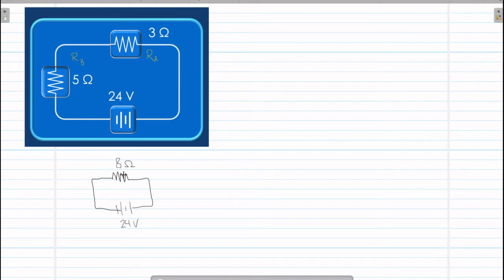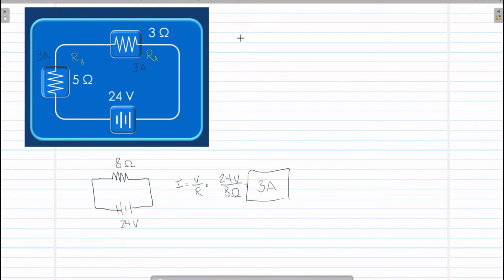So now I'll work out the current in my equivalent circuit, and that will then give me the current across both of the resistors. I is equal to V divided by R. That's Ohm's law. The voltage is 24 volts, and the equivalent resistance is 8 ohms. 24 divided by 8 is 3 amperes. So the current across this equivalent resistance is 3 amperes, which means that the current across this resistor is 3 amperes and the current across this resistor is 3 amperes, because remember, the current is the same across all of the resistors as long as they're in series.